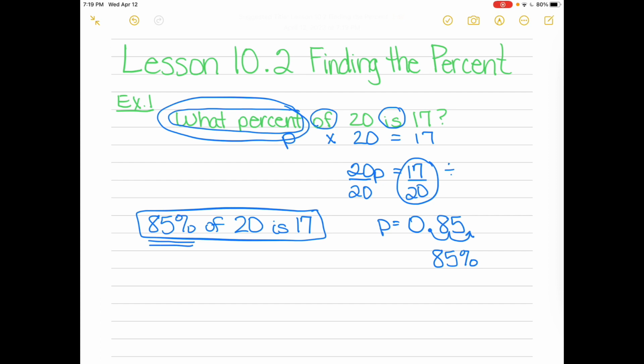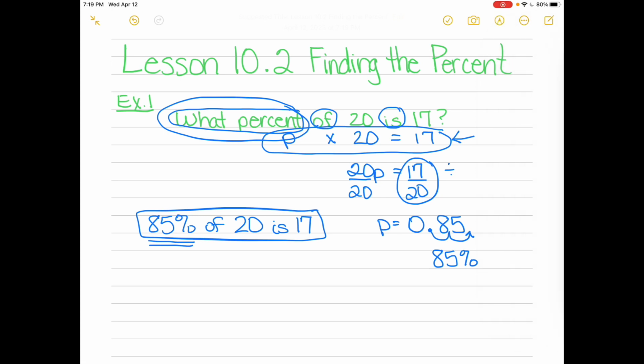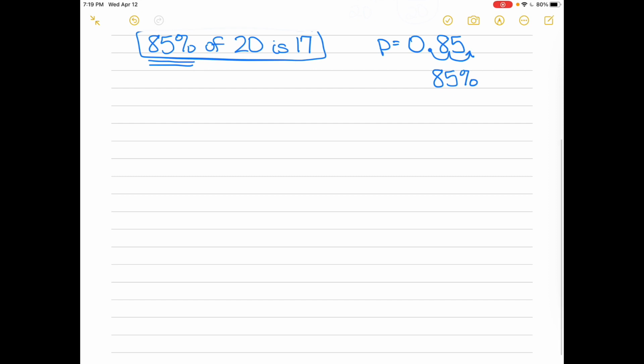Okay, so what I'm trying to teach you in this lesson, or what you're trying to learn, is how to write this equation. Once you've written the equation, you know how to solve equations. That's what we've done all year in this class. So that shouldn't be hard once you write the equation, but you need to learn how to write the equation. Okay, so let's move on to example 2. Example 3, you're going to do on your own. So we're going to do two together, and then you're going to do one on your own.